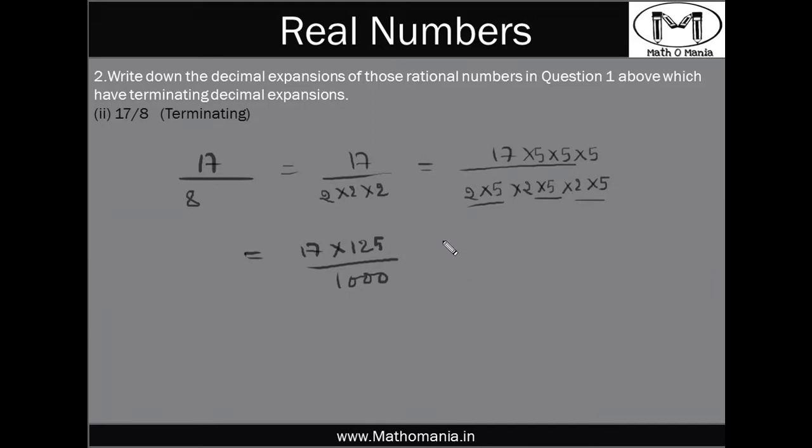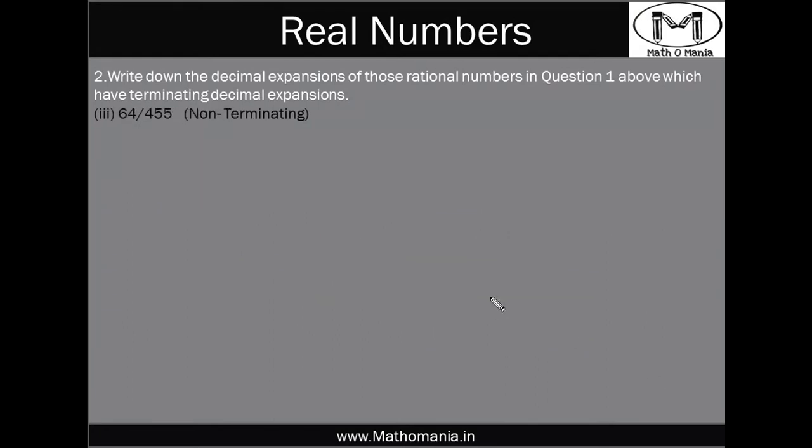Now the product of these two comes out to be 2125 and this is divided by 1000. So it simply is 2.125 in the decimal form. Going to third part. So this was non-terminating, so we need not solve this question.